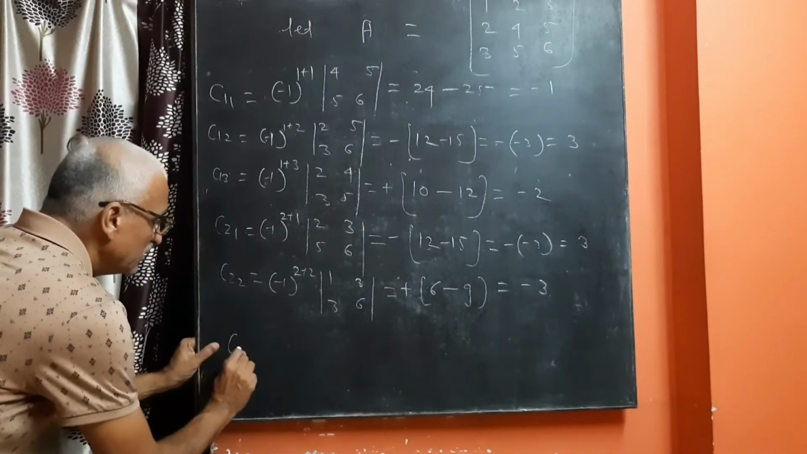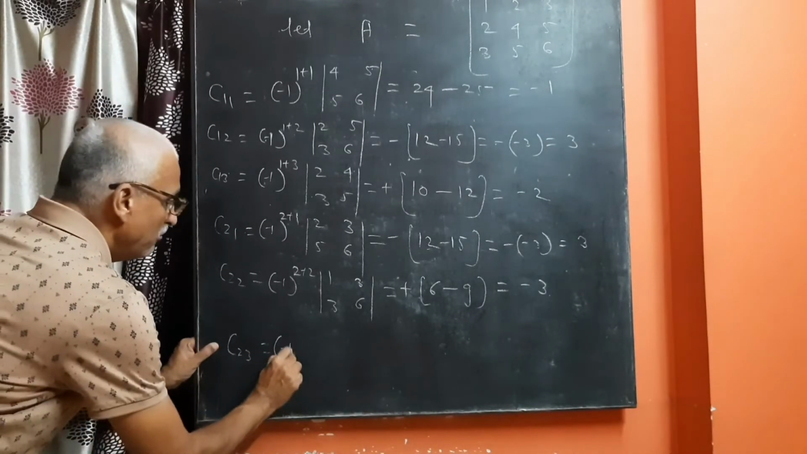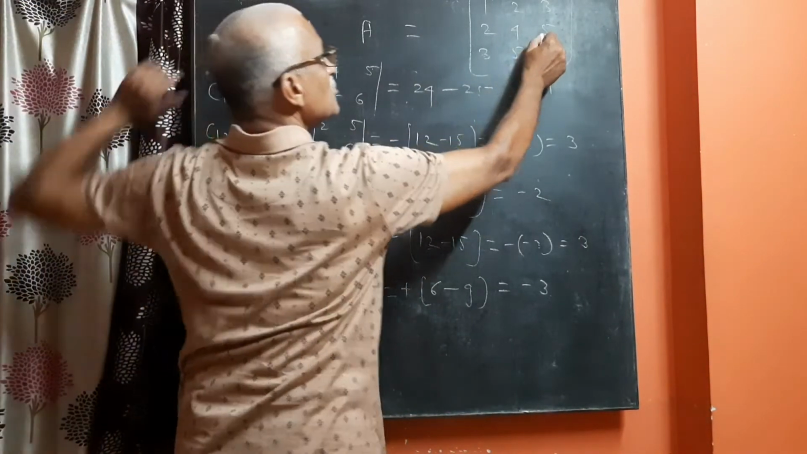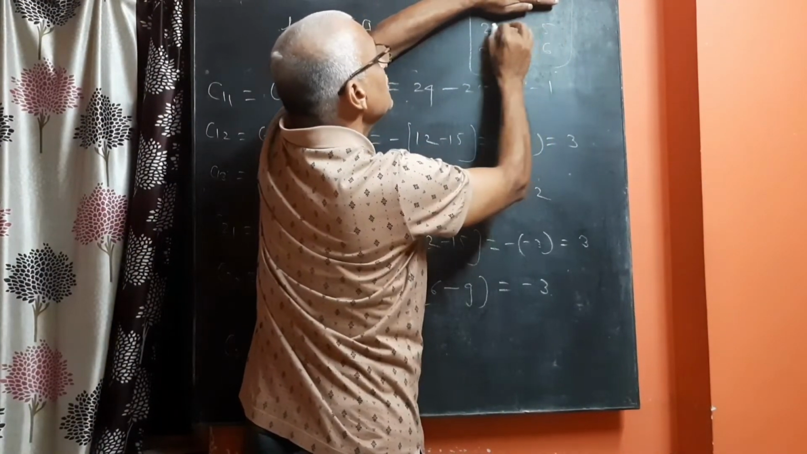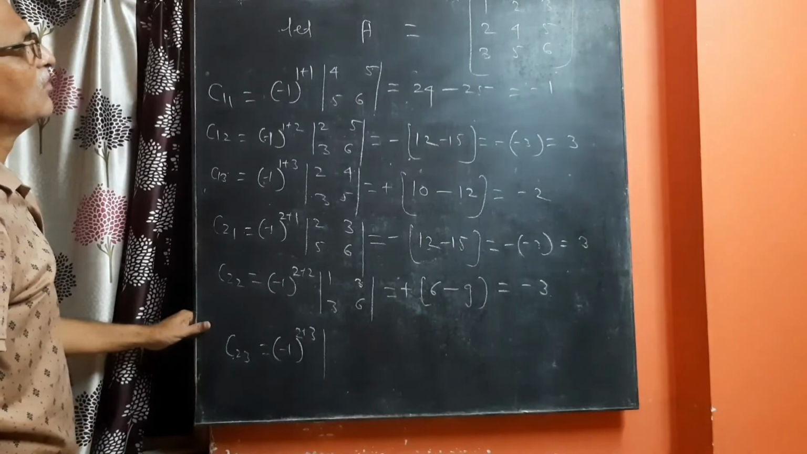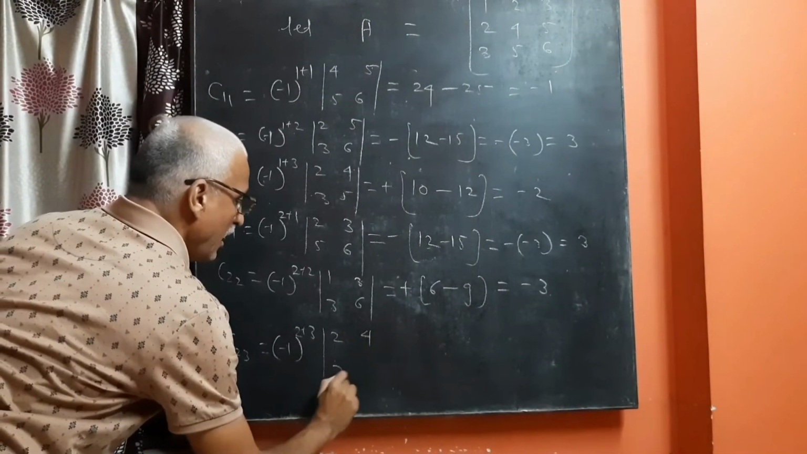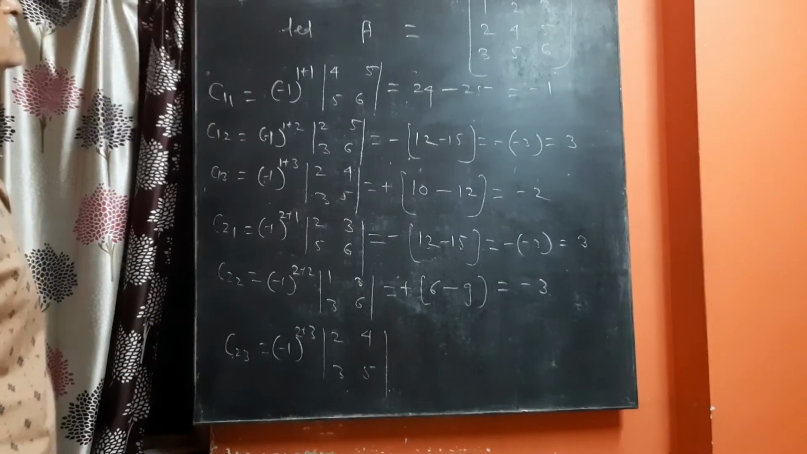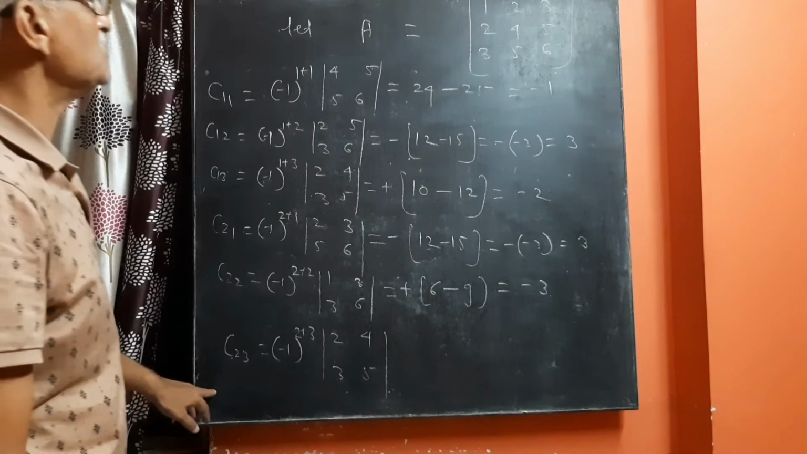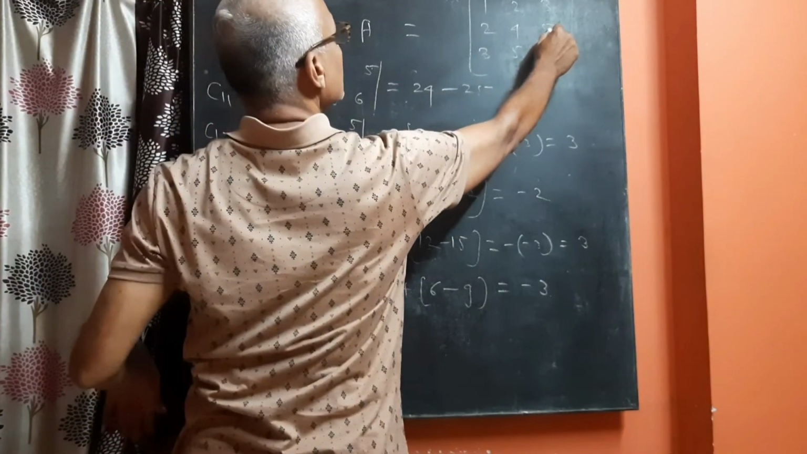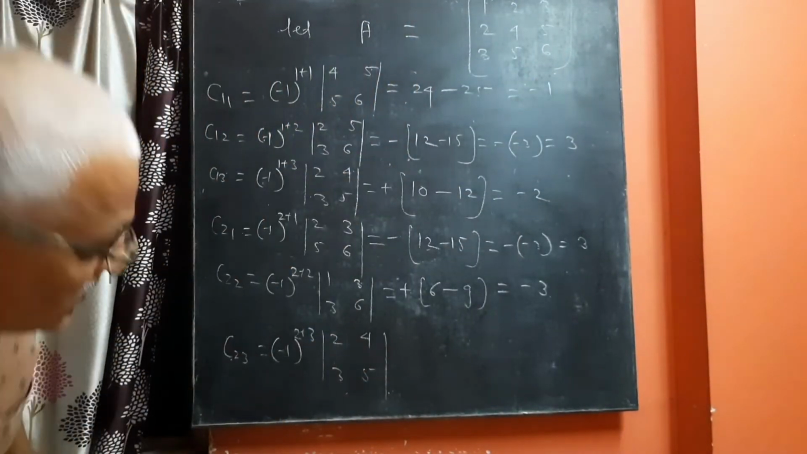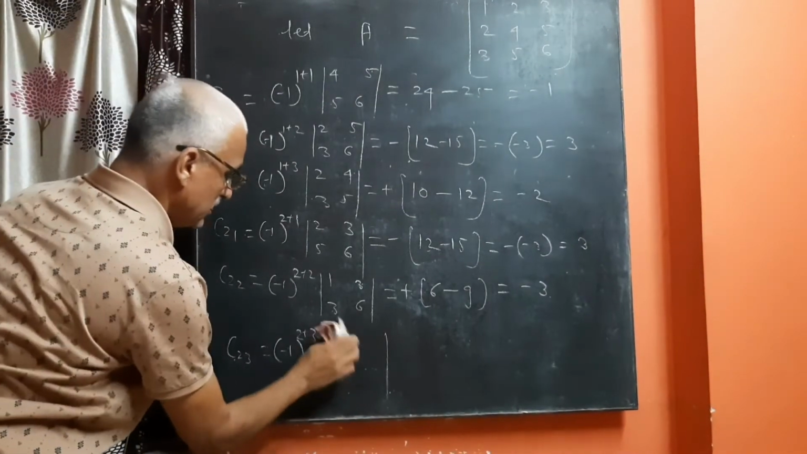Then comes C23. C23 equals to minus 1 raised to 2 plus 3 into determinant of C23 means ये 5 का पोजीशन, ये और ये निकल गया, remaining 2 4 and 3 5. One minute, something is wrong. C23 means this and this has gone. Remaining are 1 2 and 3 5, not 2 4 and 3 5.